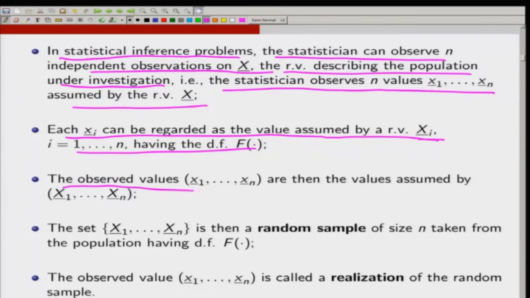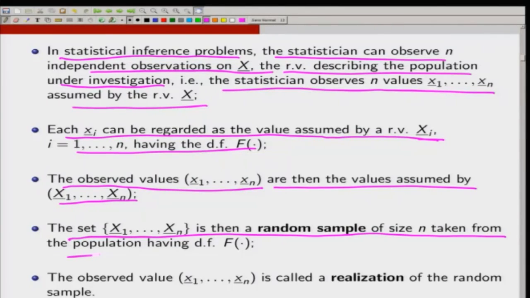The observed values x1, x2, ..., xn, which you obtain after experimentation, are the values assumed by the random variables x1, x2, ..., xn. Now the set x1, x2, ..., xn is a random sample of size n taken from the population having distribution function f. So that means a random sample from the given population.